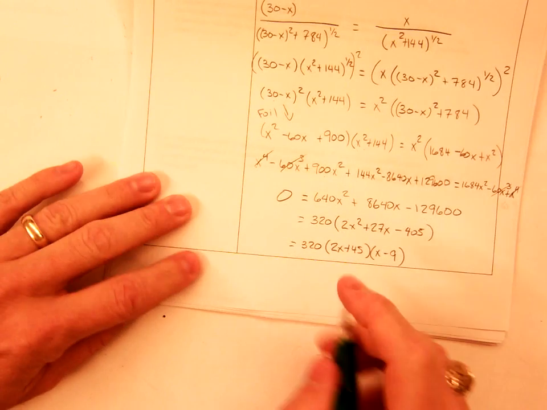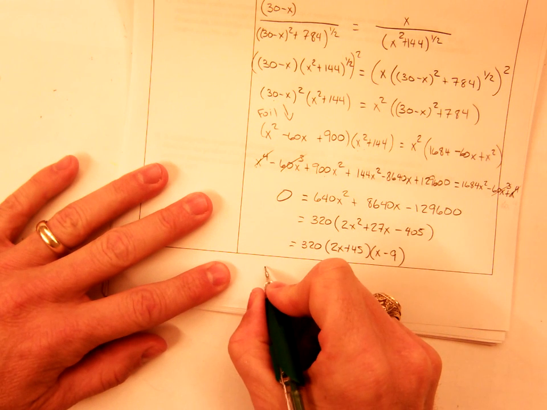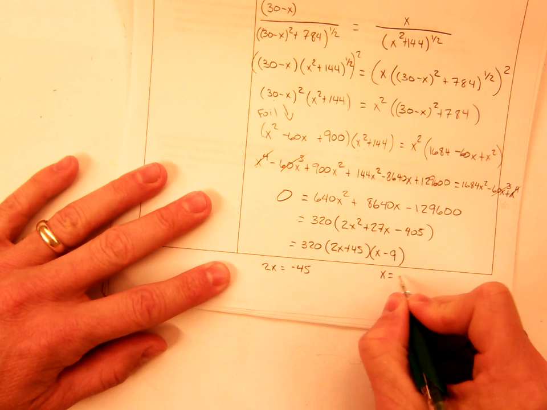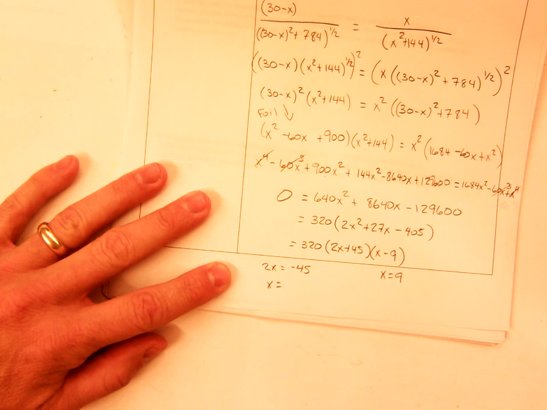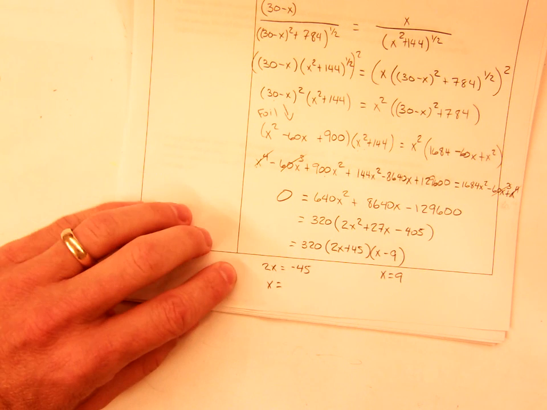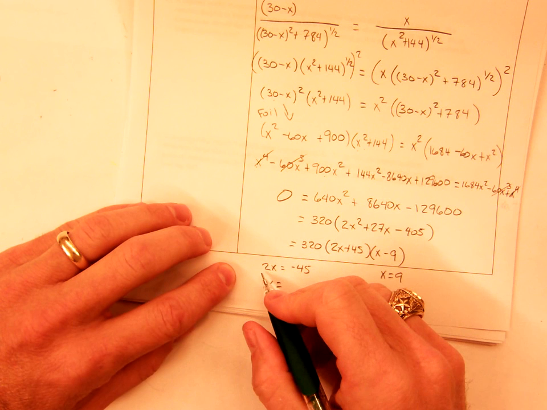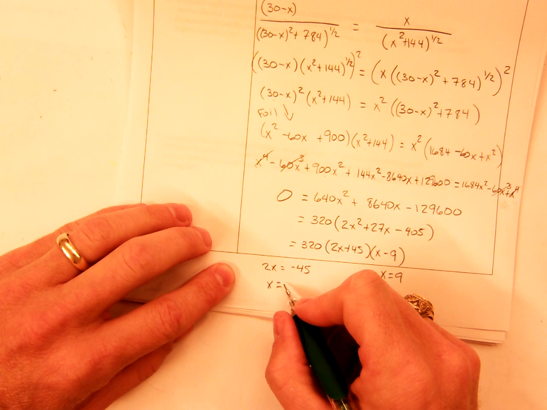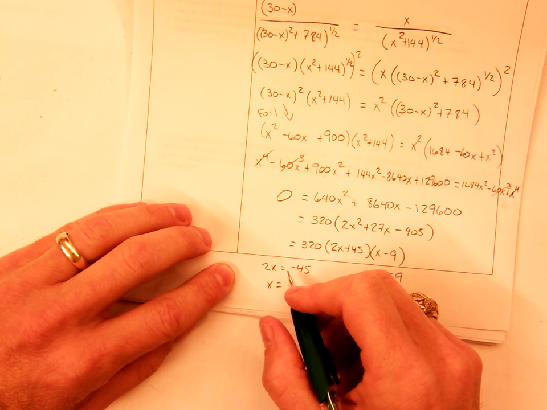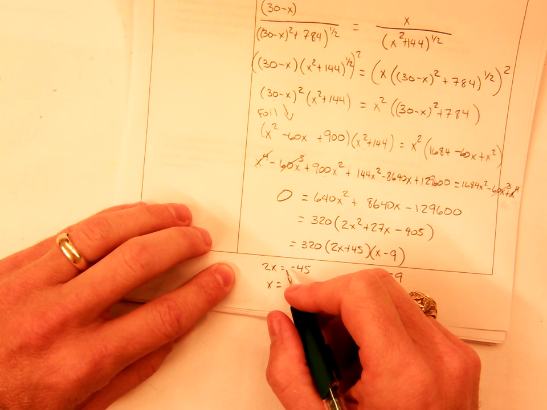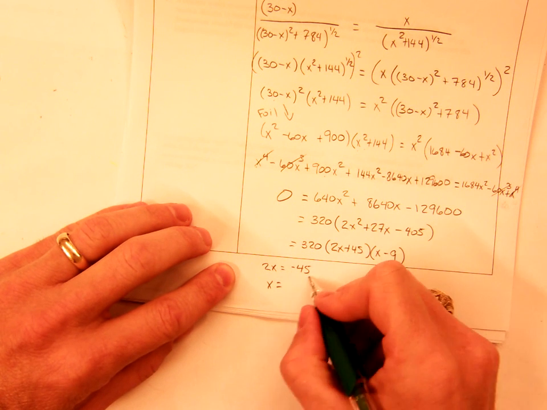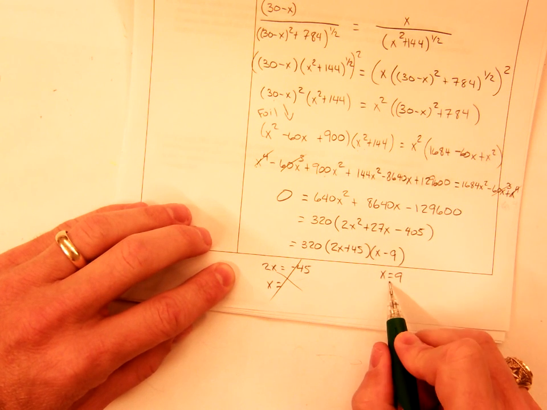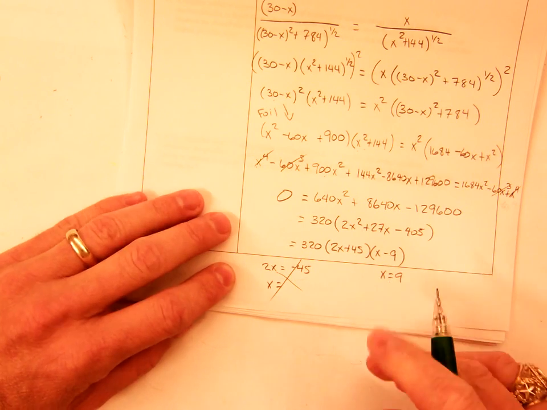So what are my zeros? Anybody know? What is negative 45 divided by 2, or does it even matter? Doesn't matter. Why not? Why doesn't it matter? What's our domain? 0 to 30, so it doesn't matter. Not in the domain. Okay, so here's one possible, and where are my other possibles?